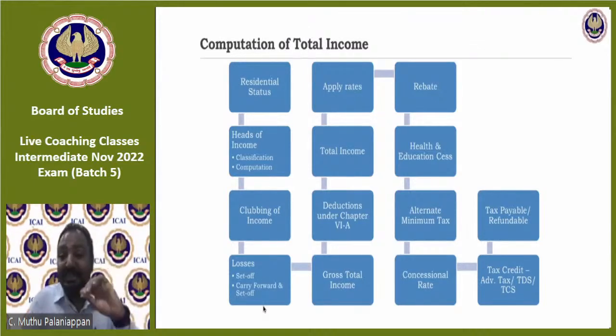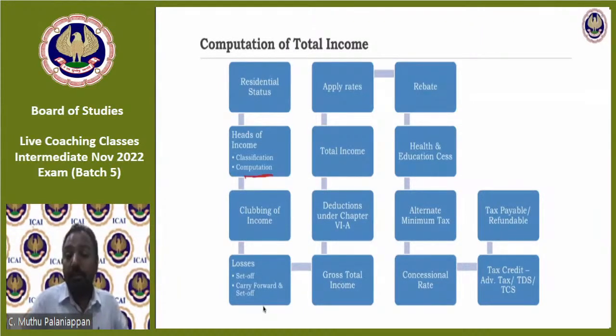Once you have decided the residential status, now you need to understand under which head of income that particular transaction is taxable. There are five heads of income, right? So you'll have to classify under each of these. You have salary, house property, capital gains, business or profession, and finally income from other sources. Now you classify each income under the respective head, and then you compute.